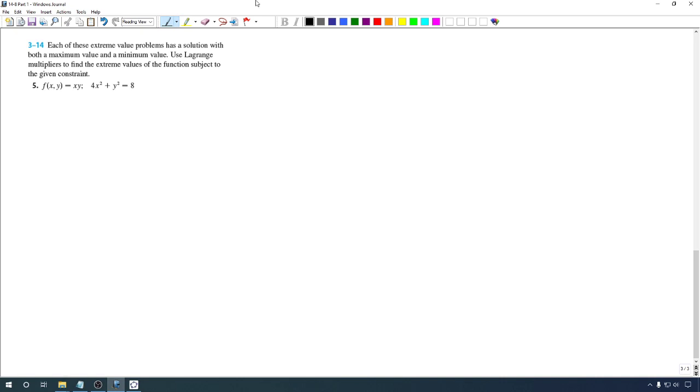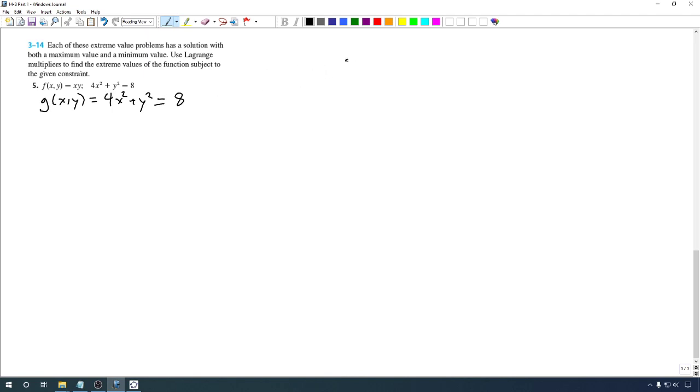Of course, the first thing we need to do is turn our constraint into a function. So we're going to make a function g of x, y equal to 4x squared plus y squared, and we want that function to always equal 8. That's going to be our curve. Even if it's an ellipse, we don't necessarily need to know that, but we do need to set it as a function to use our technique.